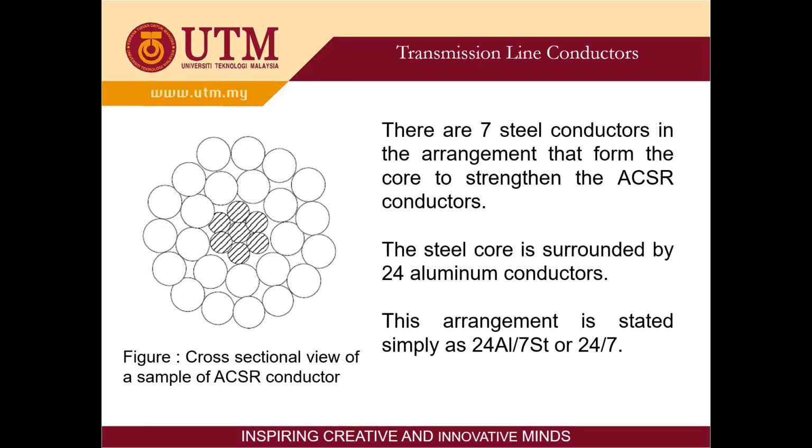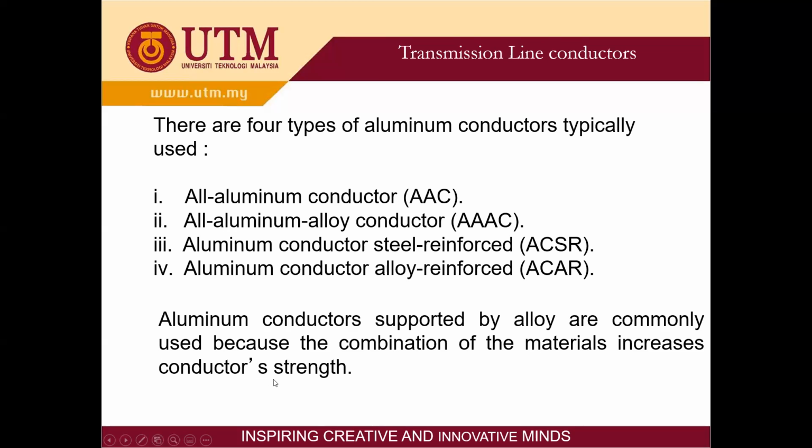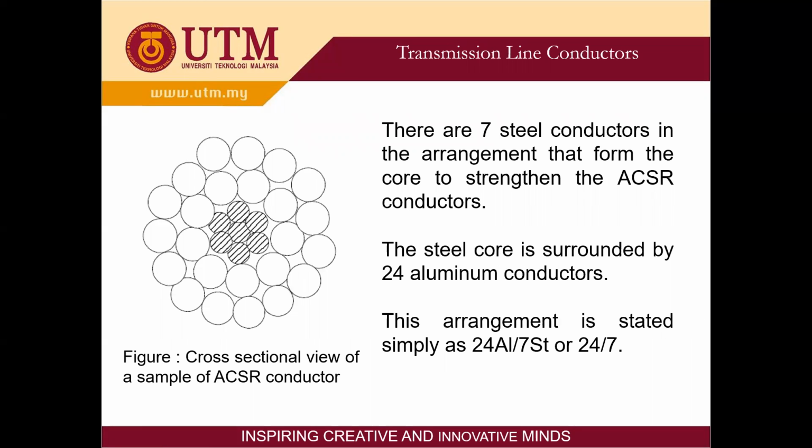This figure shows the cross-section view of a sample of the aluminum conductor steel reinforced conductor. There are 7 steel conductors in the arrangement that form the core to strengthen the ACSR conductor. The 7th steel conductor is in the middle, and the steel core is surrounded by 24 aluminum conductors. This arrangement is stated simply as 24 Al, which stands for aluminum, and 7 St, which represents the steel, or 24/7.